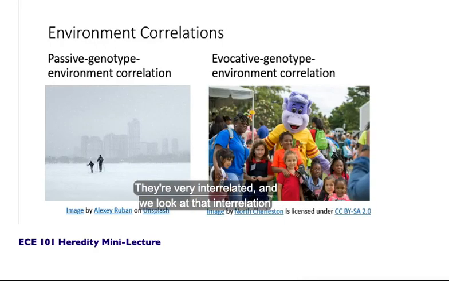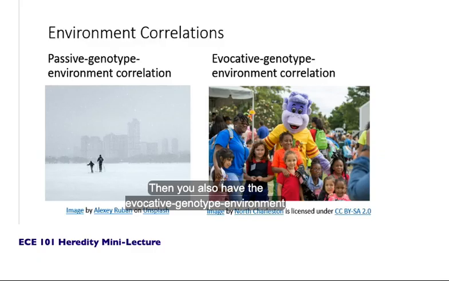And we look at that interrelation with some different correlations. So the first type is the passive genotype environment correlation. And that essentially says that as long as your parents are your biological parents, you inherit both your genes and your environment from your parents. They give you both of those things. So those are going to be kind of dovetailed because both of those come. So in the picture there you see an adult and a child cross-country skiing. So theoretically, that parent could have passed on the genes for that athletic activity to the child, but also would create the environment that would allow those genes to be expressed.